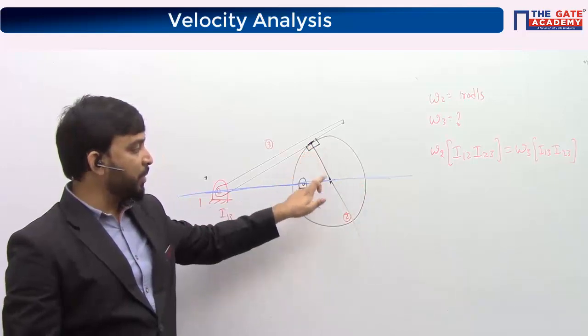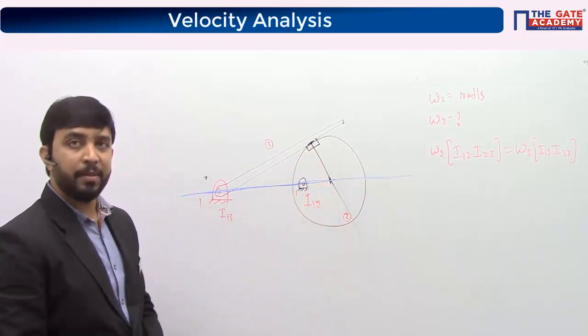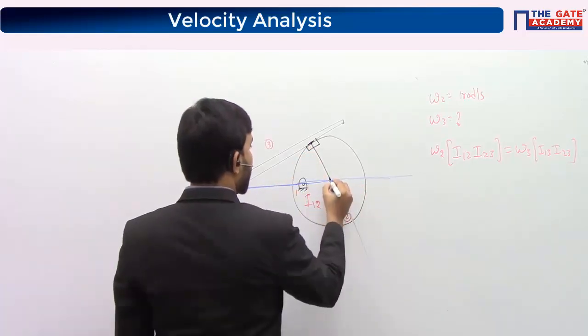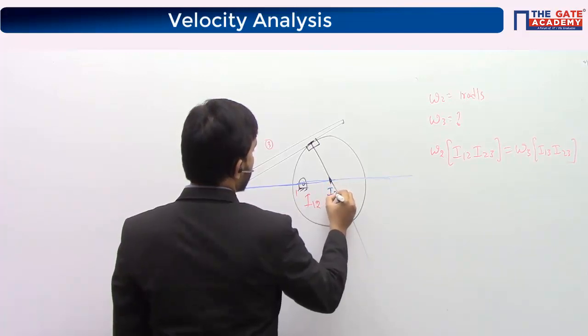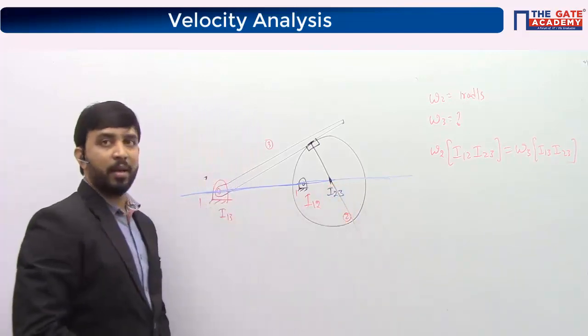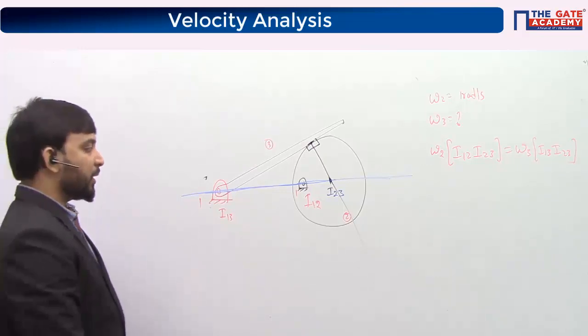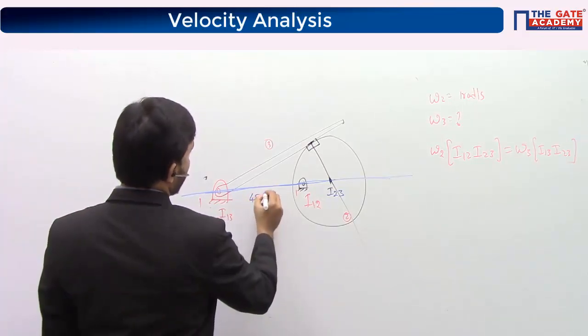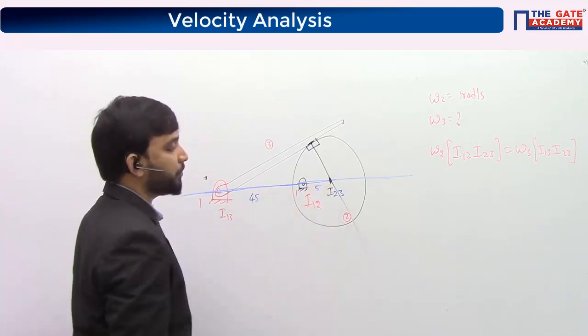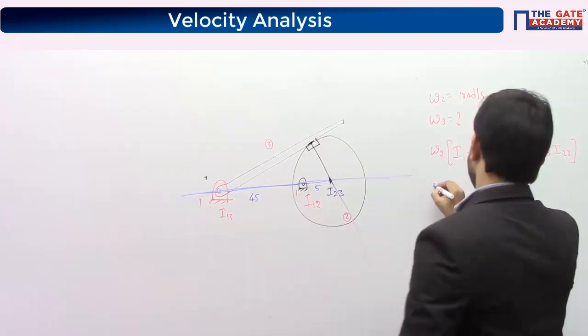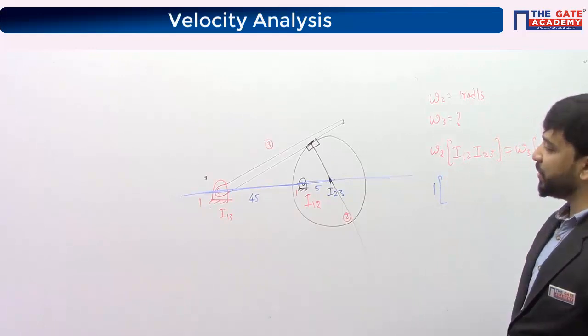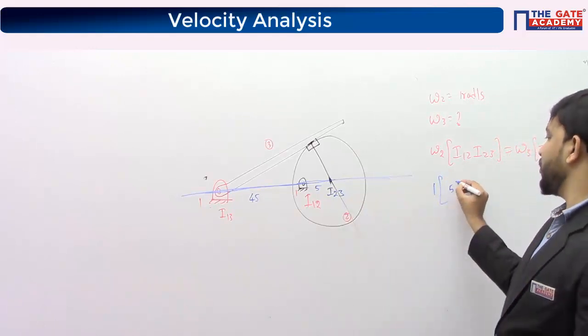And according to your higher pair concept, it should lie on this line. So this is the common point for both the lines. The common I center for links 2 and 3 will lie here. I23 will lie here. This is the location of I23. Given this distance is 45 mm and this distance is 5 mm. Omega 2 is given as 1 radian per second. Distance between I12 and I23 is 5 units.